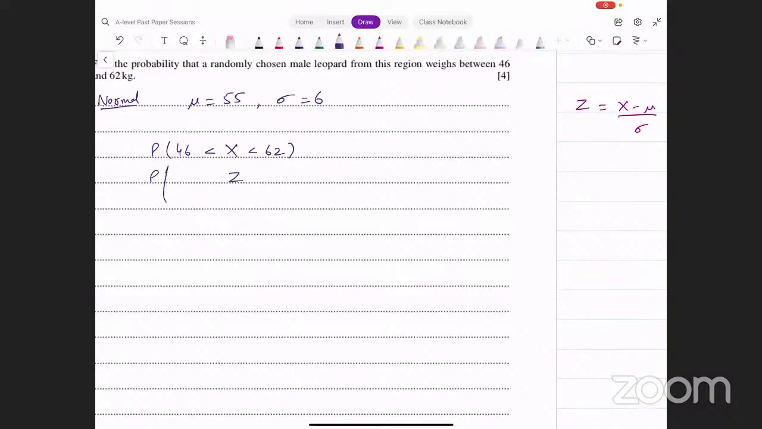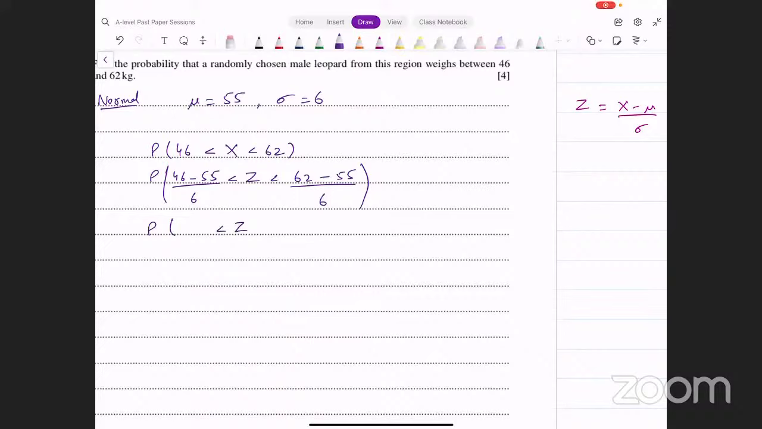It's going to be Z between 46 minus mu. What's the mu here? Mu is 55. 46 minus 55 divided by 6, the standard deviation. 62 minus 55 on the other side divided by 6. ये हमने उसको Z में convert कर लिया सबसे पहले. We'll get some values from this.